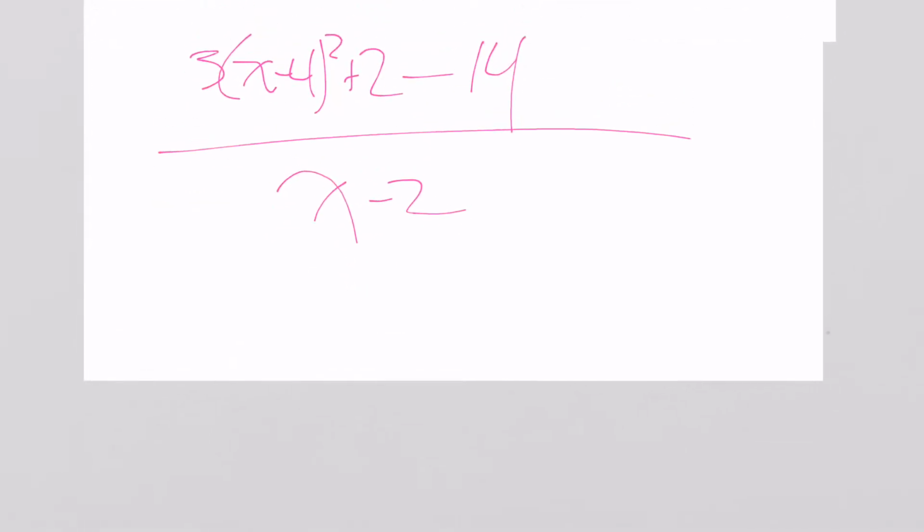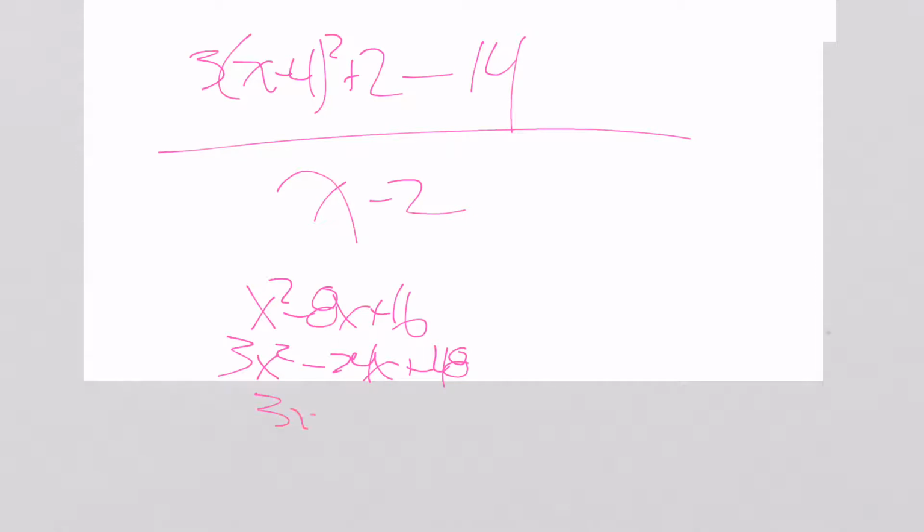So I have that. Expand the top. X minus 4 squared is x squared minus 8x plus 16. I'm distributing a 3, so I get a 3x squared minus 24x plus 48 minus 14 and plus a 2, so really a minus 12 is going to give me 3x squared minus 24x. 48 minus 12 is going to give me 36.